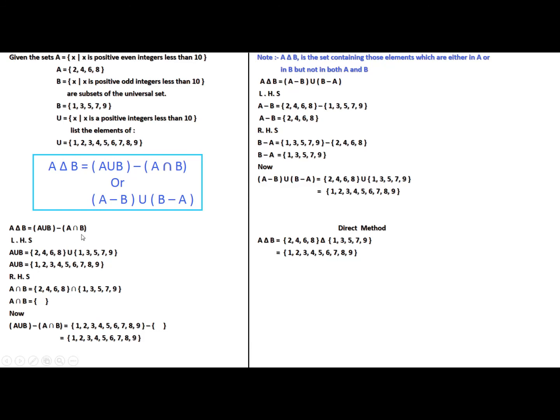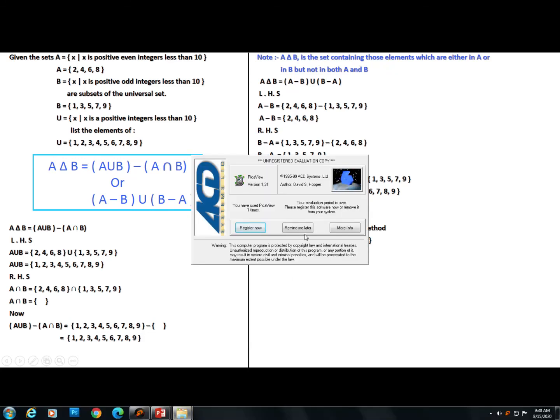Now let's come to the right hand side. The right hand side is A intersection B. What do we do in intersection? We take the common elements. So we cannot find any common elements over here, so it will be an empty set.